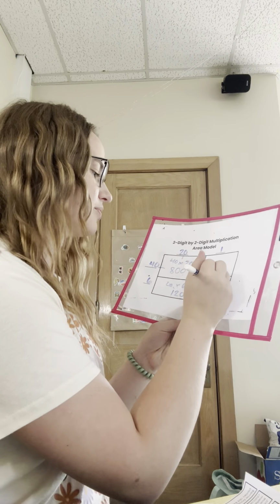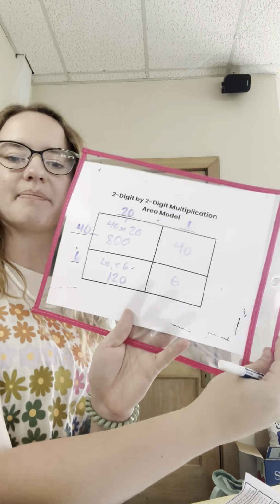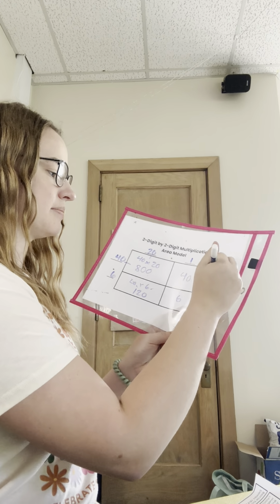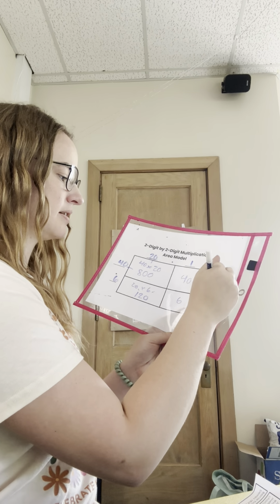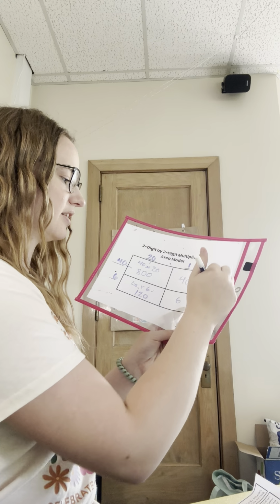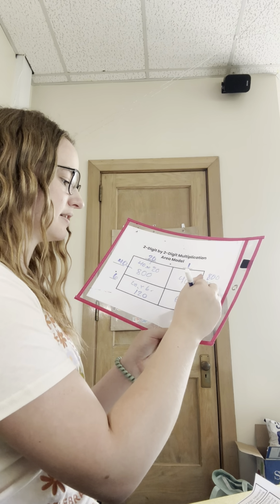And then 6 times 1 is 6. So I got my partial products in my area model. Last step is to add them up. So I'm going to put 800 plus 120 plus 40 plus 6. And when I add that all up, I get 966.